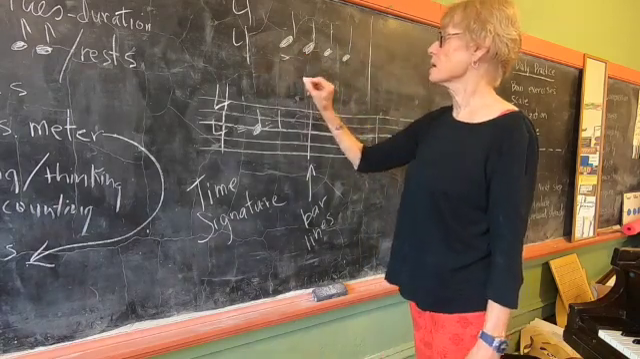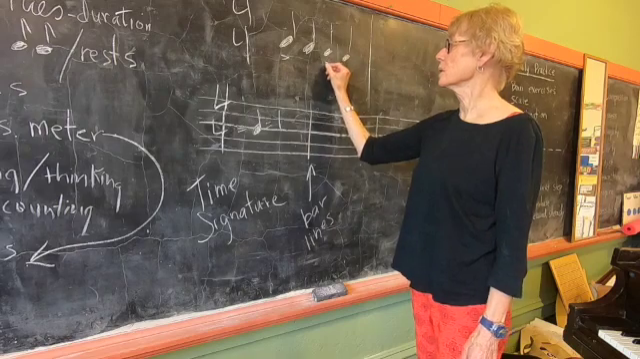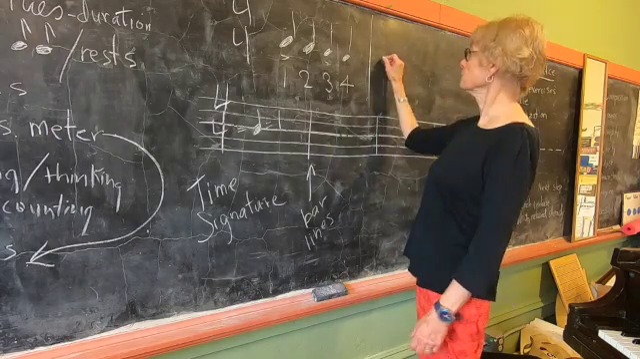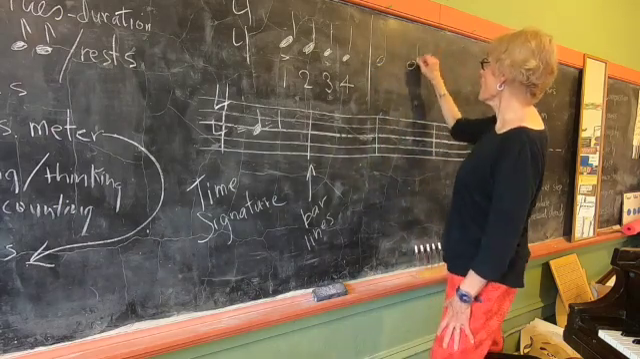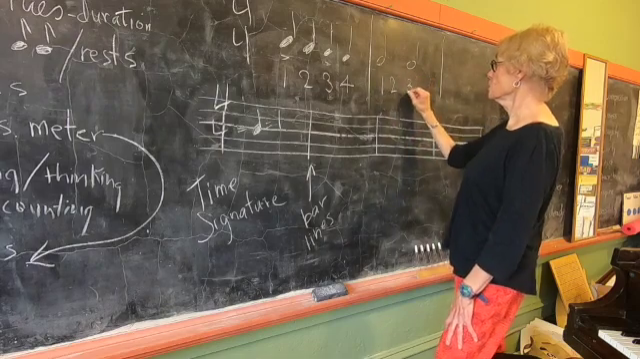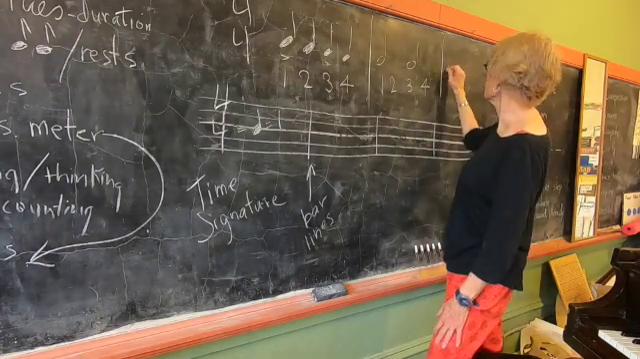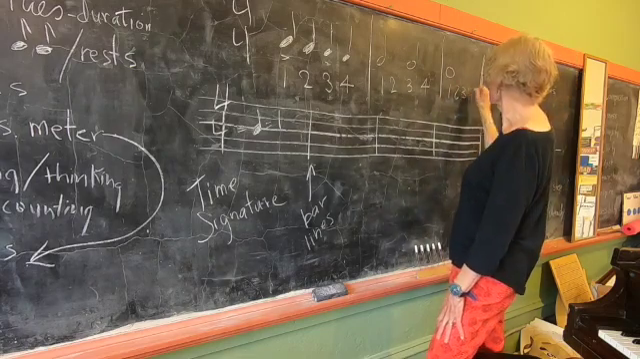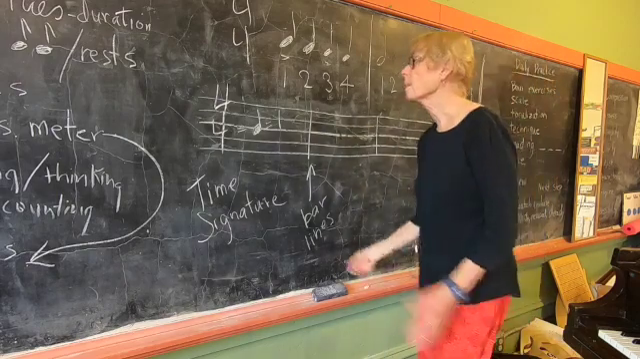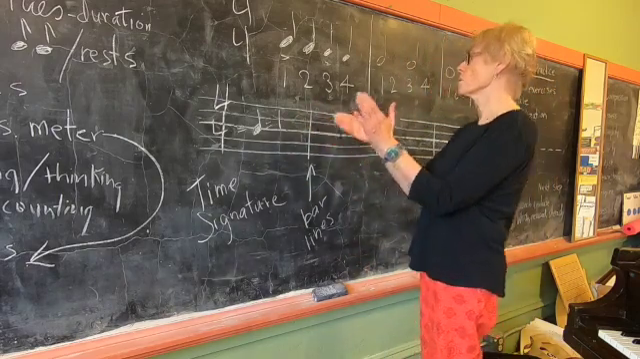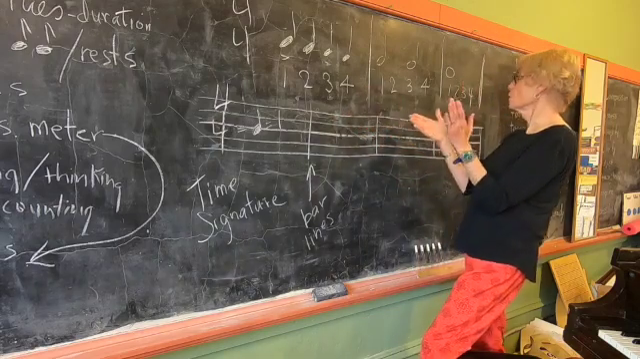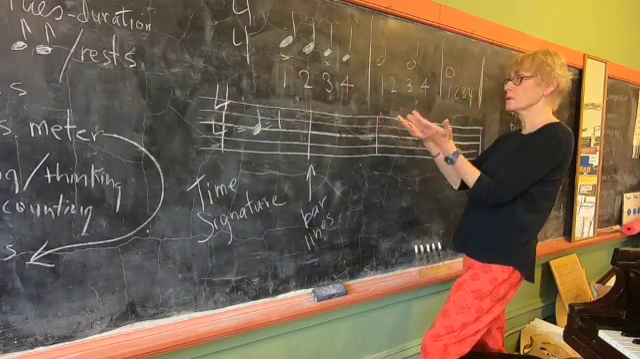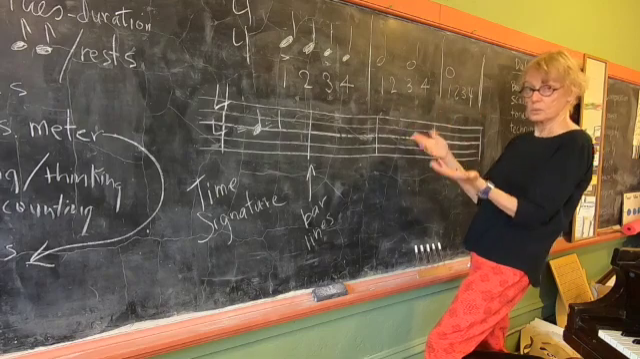There's a little bit of stress on beat 1, secondary stress on beat 3, and we count these just up to 4. If I had 2 half notes, we're still counting up to 4, and if I have a whole note, we're still counting to 4. 1, 2, 3, 4.